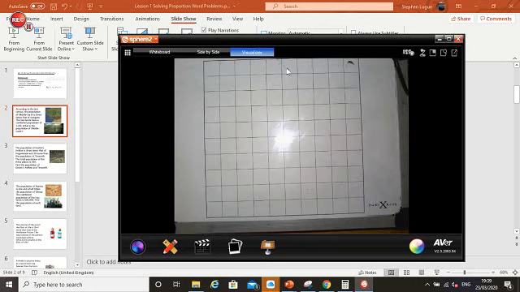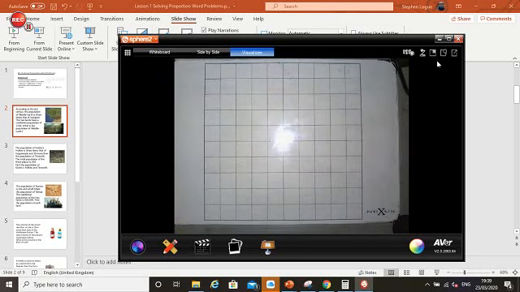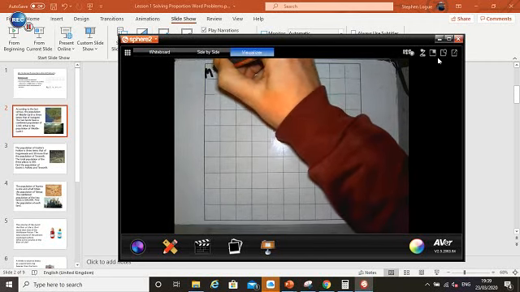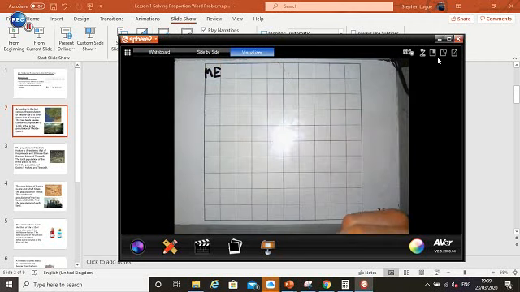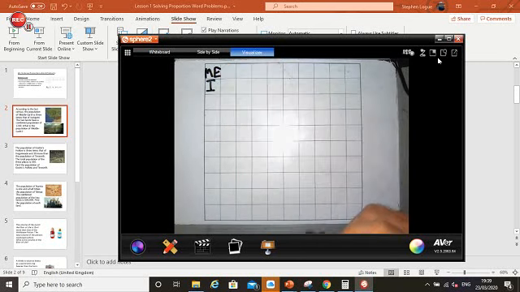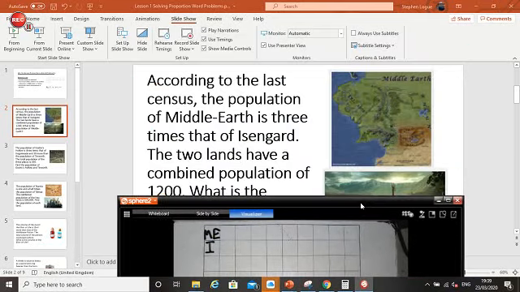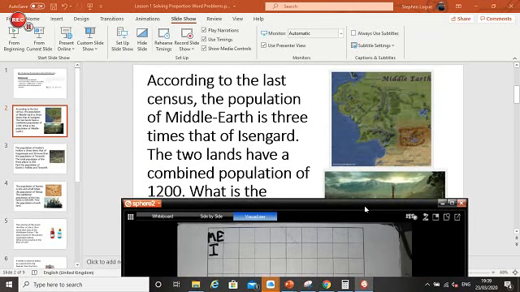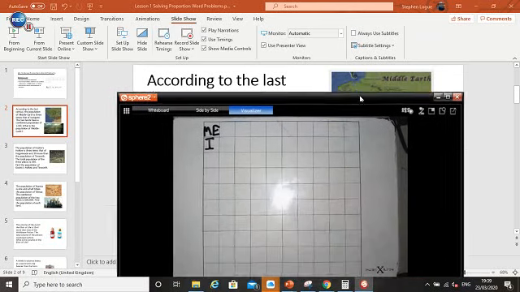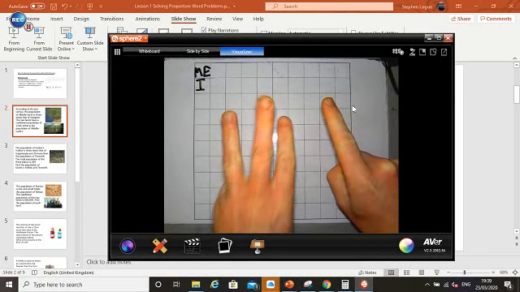Okay, so like in the last lesson, we're going to use bar modelling to help us solve this. We have Middle-earth as one part of the bar, and we have Isengard as the other part. And if you remember from the word problem, Middle-earth is 3 times the size in terms of the population of Isengard. So if you remember what 3 times looks like, for every 1 Isengard has, Middle-earth has 3. So when we draw our bar model, Isengard will have 1, Middle-earth will have 3 parts.